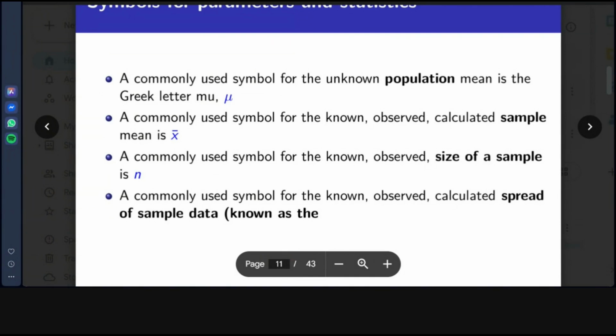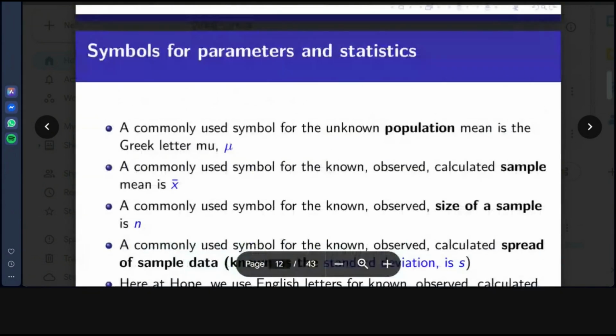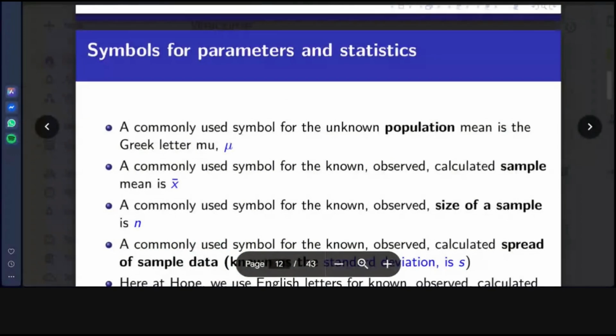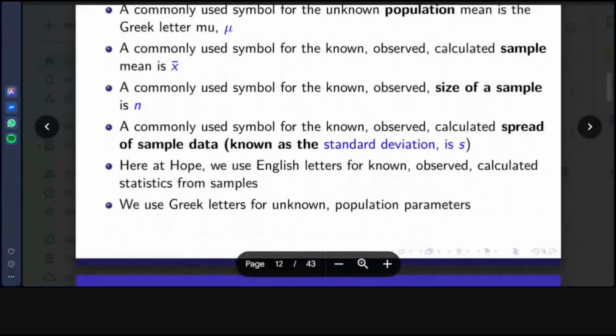A commonly used symbol for the spread of the data, we talked about the spread before. What was that? One example is the standard deviation. That's calculated. You can calculate that. So we use a symbol S for that. So we use an English letter S because the standard deviation is also something you can calculate from the sample. And as I just said, here at Hope, we use English letters for known calculated statistics from samples, and we use Greek letters for unknown population parameters.